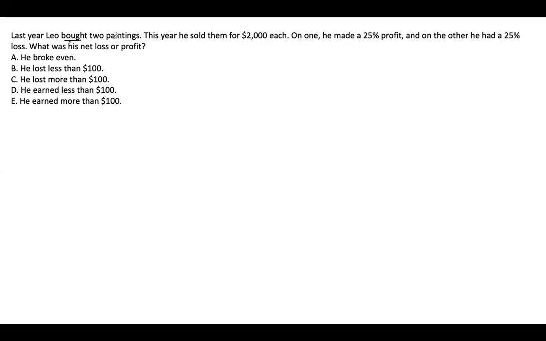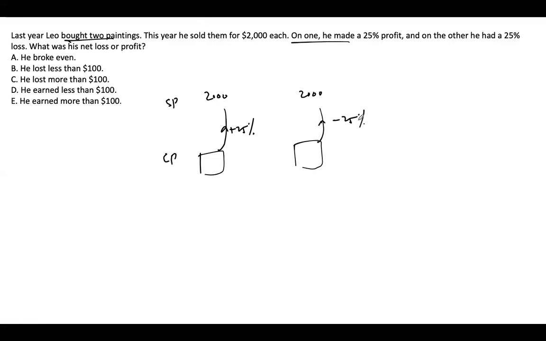Leo bought two paintings for 2000 each. So with selling price 2000 plus 2000, 4000 is the total selling price. On one, he made a 25% profit, and on the other, he made a 25% loss. So the cost price for the one he earned profit on comes out to be 1600.